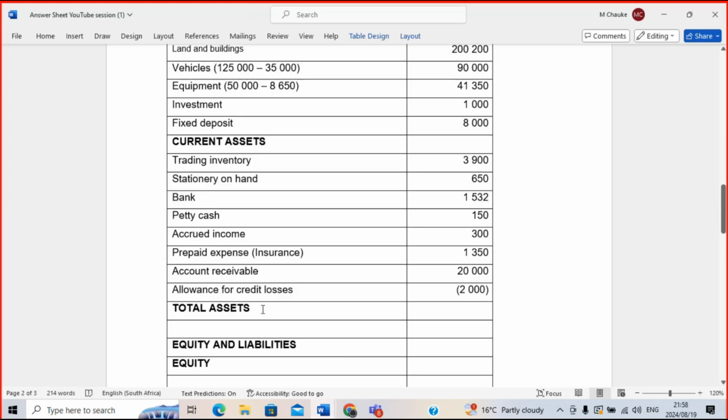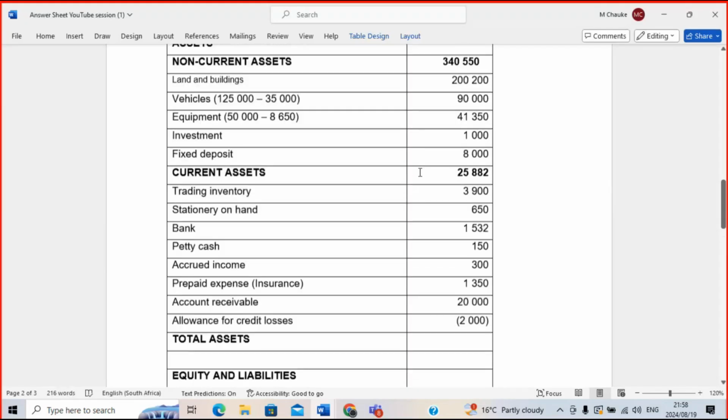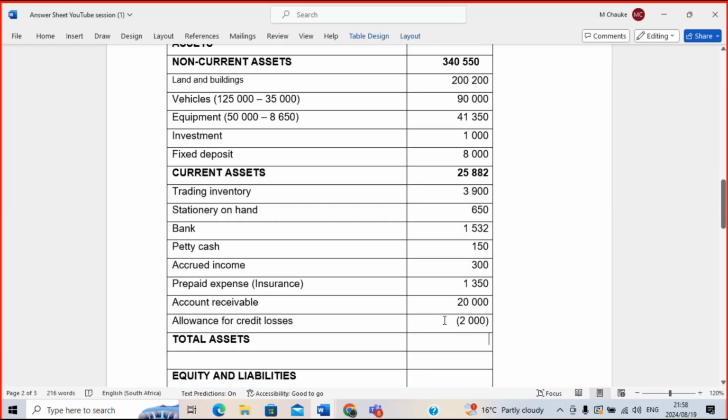And then now others, they're saying they're getting how much? 25. I'm getting 25 as well. 25,882. And everyone that commented an answer there got 25,882, right? So now, if you are done, we need to go and calculate our total assets. Our total assets must be non-current assets plus current assets. How much is your total assets there?